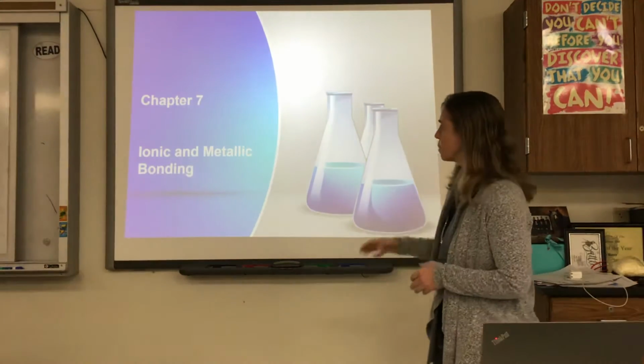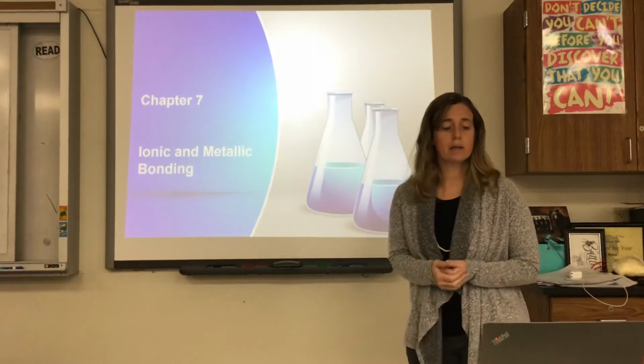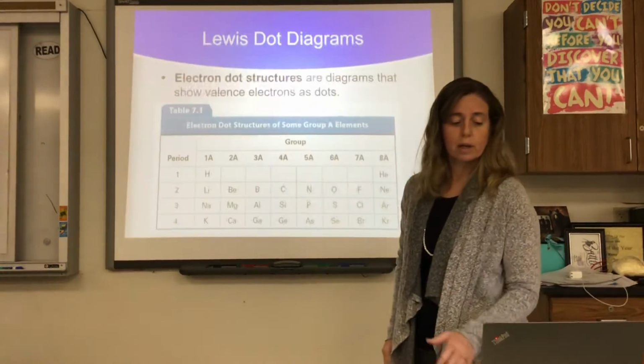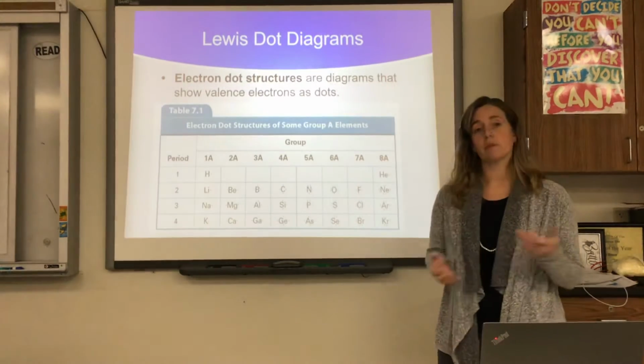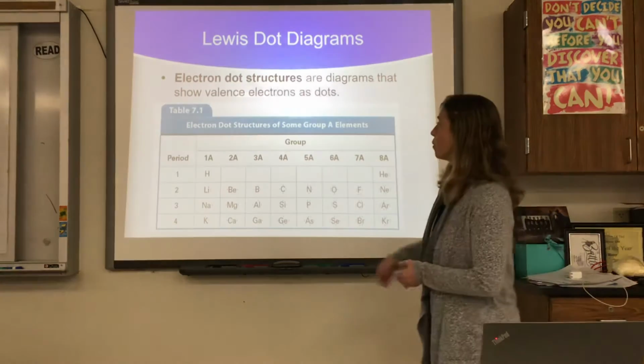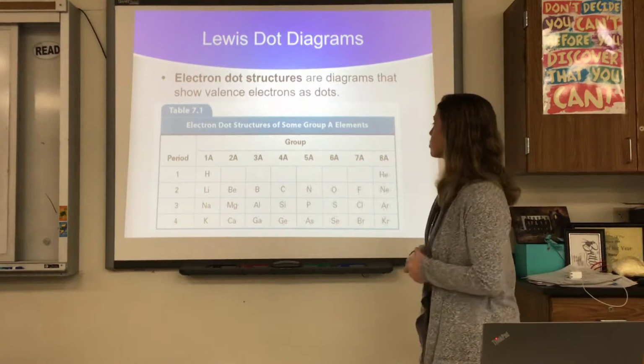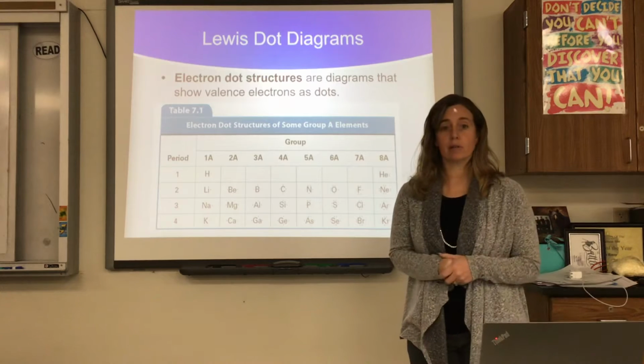So what we're going to be talking about here for ionic and metallic bonding is a little bit about the Lewis dot structures that we talked about in the last chapter. So electron dot structures are diagrams that show valence electrons, okay?